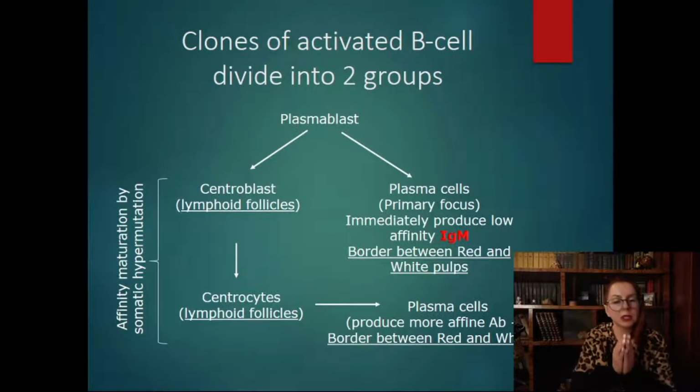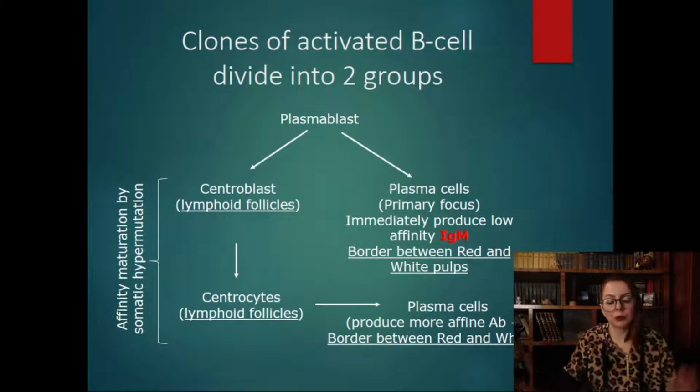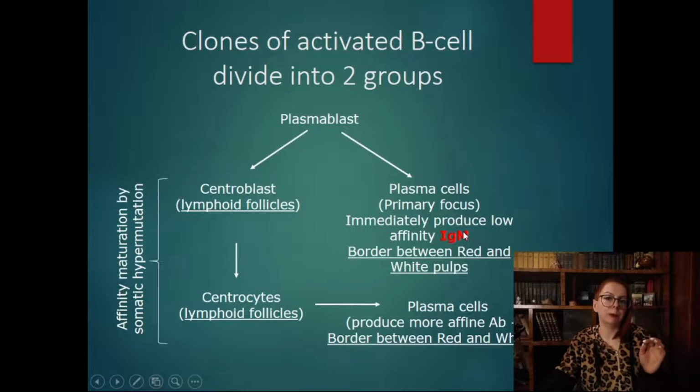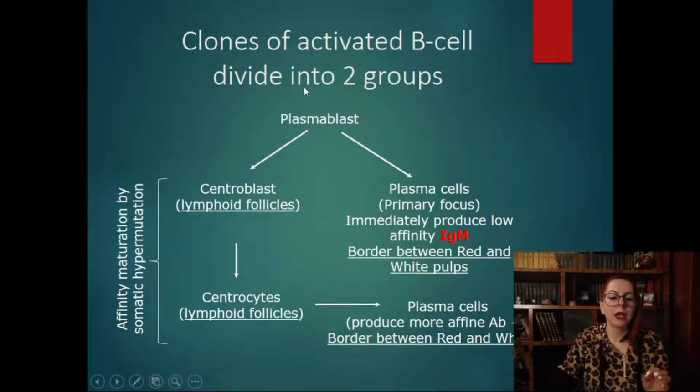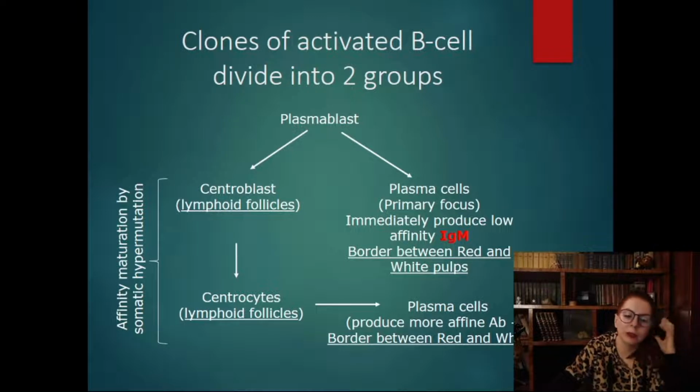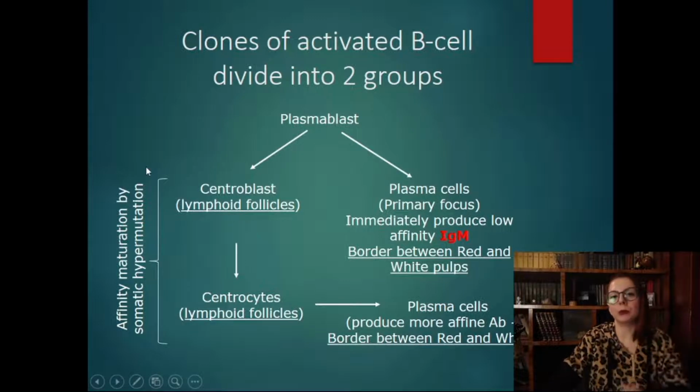So after B cells get activated, they divide into two groups. One group immediately produces immunoglobulins M of low affinity. Another group remains in the B cell dependent zone, in the lymphoid follicles, and they undergo the process of affinity maturation through the somatic hypermutation.